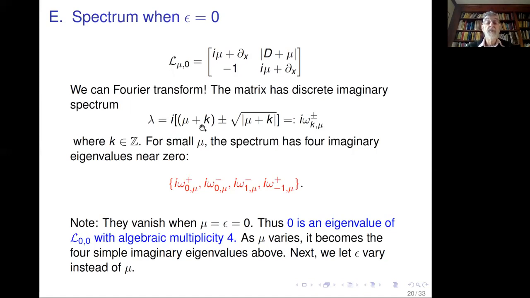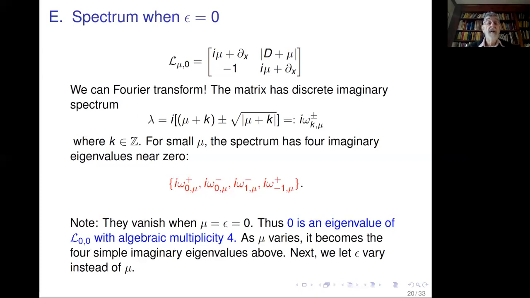And it has four imaginary eigenvalues near the origin. Here's i, so it's i times all this stuff. There are 4 different ones. The origin has some others all along the imaginary axis. They're all imaginary. And here are the 4 that are near the origin. Mu is small.